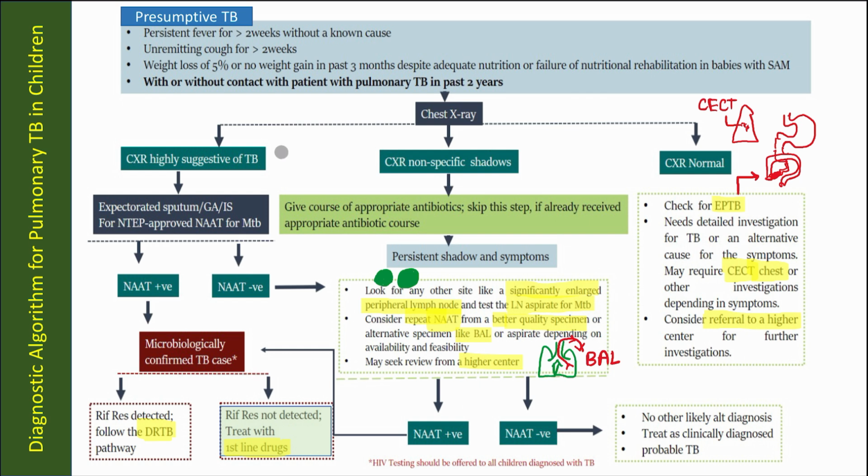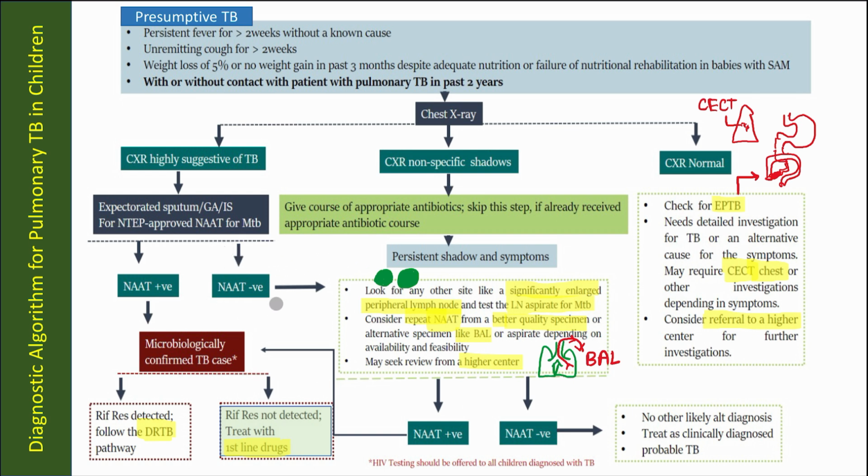Okay. So look here, the protocol is simple. If the chest x-ray is highly suggestive, do NAT, either CBNAAT or maybe the GL, that is gastric lavage, could be the specimen, or maybe your sputum. And if the NAT is positive, we call it microbiologically confirmed TB, and in the same report you will have this data like rifampicin sensitive or resistant. If it is resistant, we call it drug resistant TB. If sensitive, we use the first line drugs. And in this case, look here, the NAT may be negative.